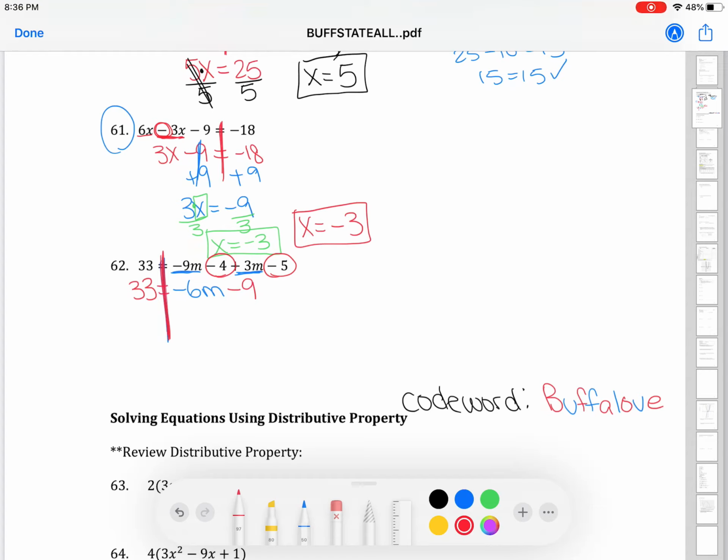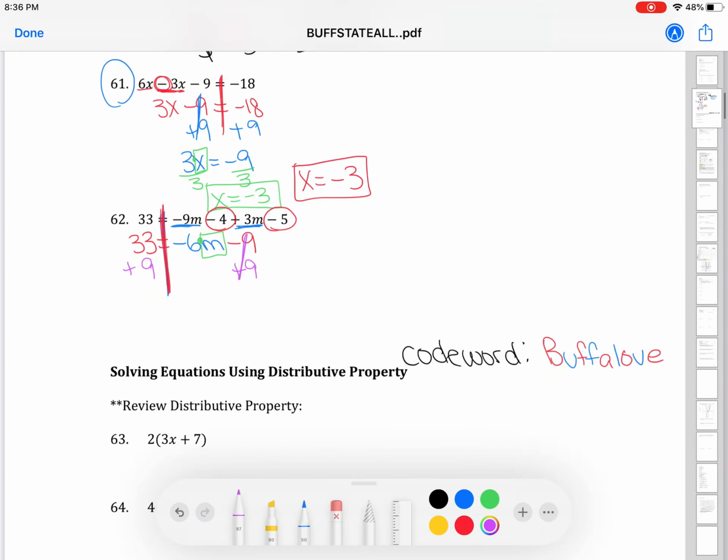Why would I want 2 numbers when I can just combine them and make this easier? So -4 minus 5 is a -9, and I'm going to bring down this 33 equals. Now, I know it's still backwards, but this is that basic format where you're trying to get m by itself. It's being multiplied by -6, and it has a -9. So to get rid of what you're adding or subtracting first, which would be the -9, I'm going to add 9 to both sides so that that cancels out.